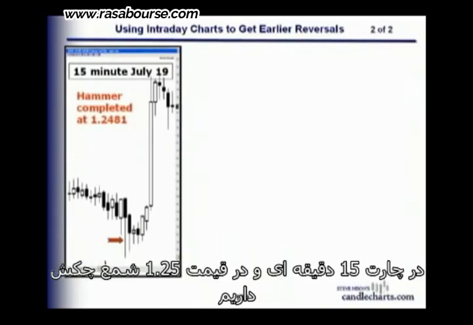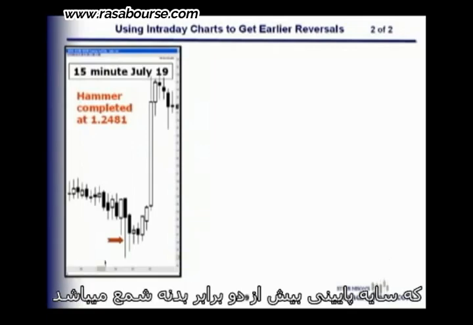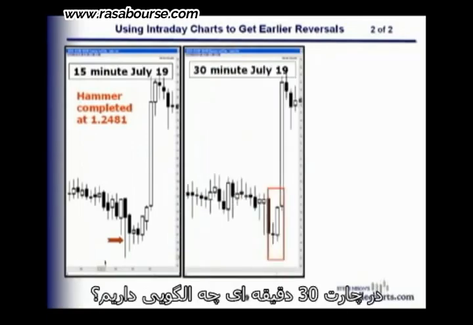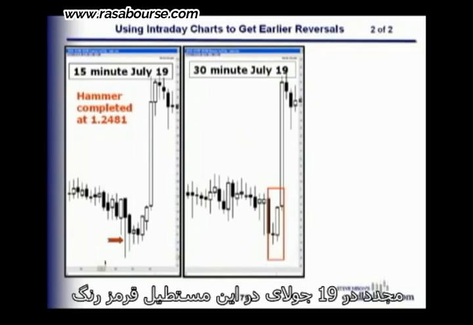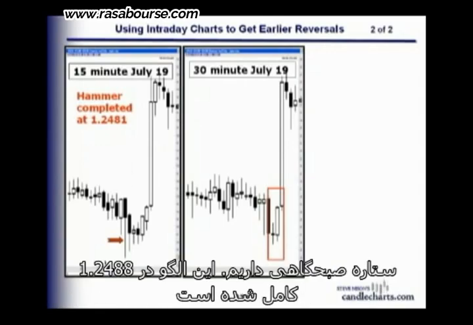Okay, on the 15-minute, at around 125, just rounding it off, that is a hammer. That lower shadow is twice the height of the real body. Okay. What do we have there on the 30-minute? Again, on July 19th, in the red rectangle, morning star. Okay, that morning star was completed at 124.88.